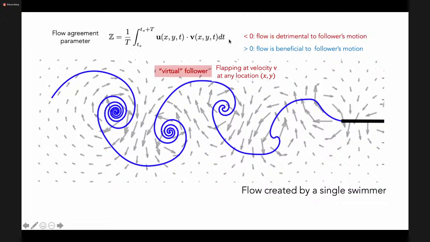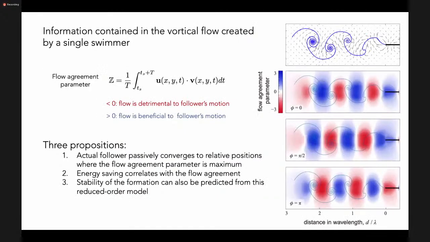And if this flow agreement parameter is negative, the flow is detrimental to the follower motion. If it's positive, the flow is beneficial to the follower motion. And we can compute that as a whole flow agreement parameter field in the wake of the leader. So you see that there are spots in the wake of the single fish where the flow agreement parameter is negative, so those would be detrimental for a follower. And there are spots where this flow agreement parameter is positive.